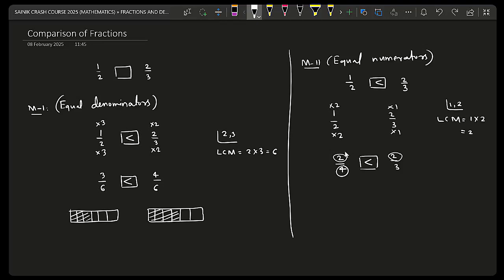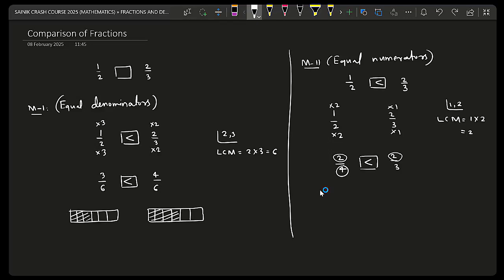So 1 into 2 is 2, 2 into 2 is 4. Now 1 by 2, I wrote it as 2 by 4. Both are the same, no? Equivalent fractions, no? Yes, sir. And now you compare 2 by 4 and 2 by 3. Whenever you are comparing, like equal numerators are there, everything will be reverse. Greater the denominator, lesser the value. Lesser the denominator, greater the value. So here, out of 2 by 4 and 2 by 3, whose denominator is more?